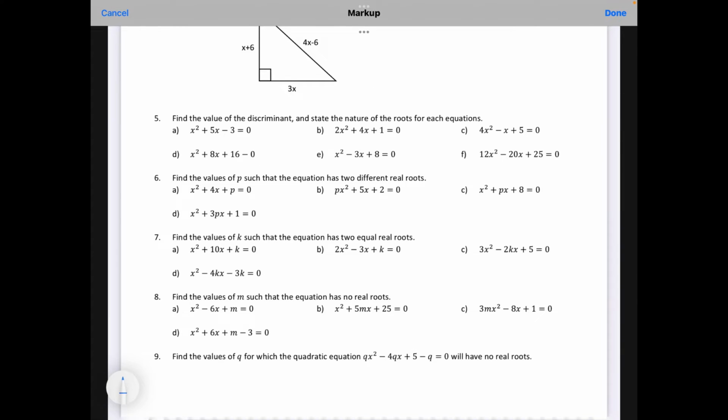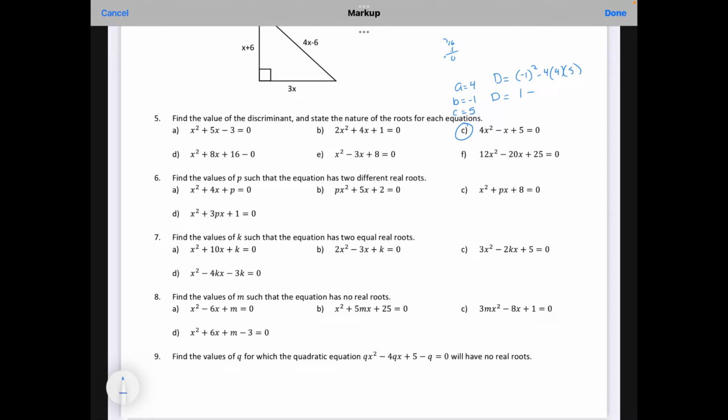C. Here we go. So this one's asking me to find the value of the discriminant. So I need to identify my A value, my B value, and my C value, just like we did in the Kahoots. And then my discriminant is going to be B squared minus 4 times A times C. Here I'm going to get 1. I'm subtracting this term. I only have one negative sign. So I've got 16 times 5.